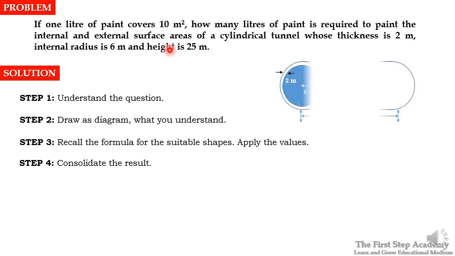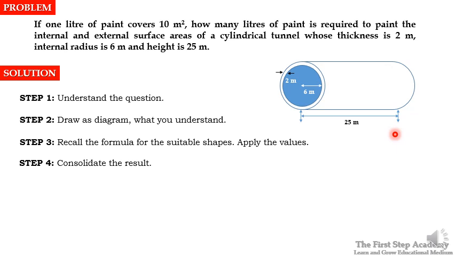After understanding this, I've drawn an image. This is the cylindrical tunnel whose height, here I mentioned as length, anyway it's a tunnel, hence this is the parameter that we are representing here as height, is 25 meter, whose internal radius is 6 meter, and whose thickness is 2 meter. So I have drawn it here. Based on this diagram, I am confirmed that the shape involved in this is a hollow cylinder. Right? The shape involved is a hollow cylinder.